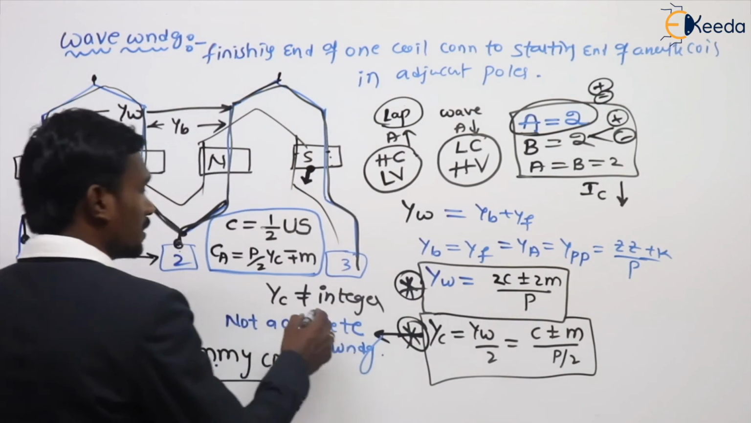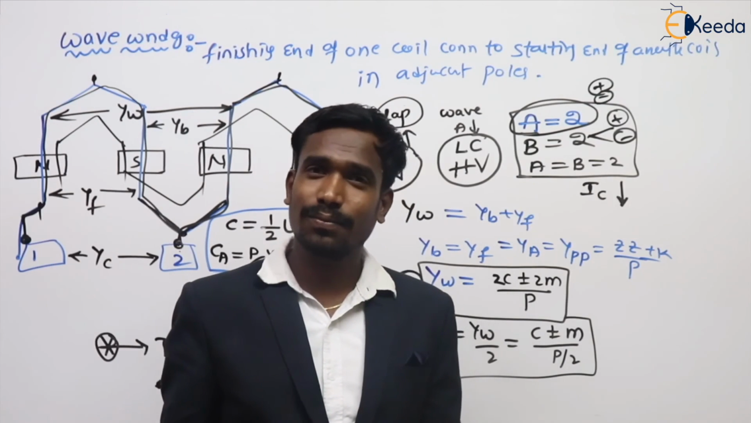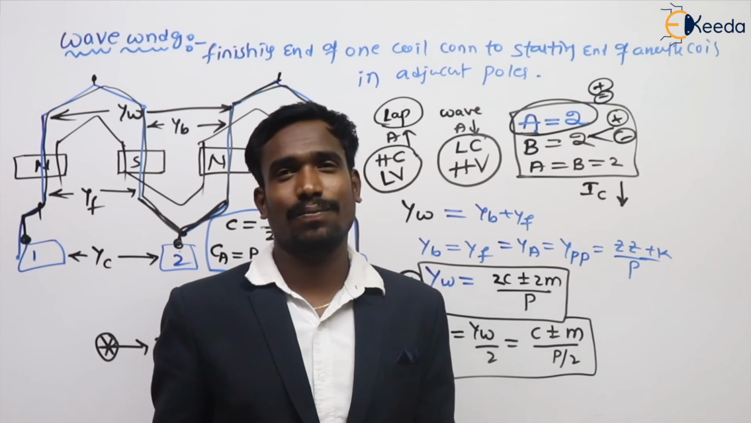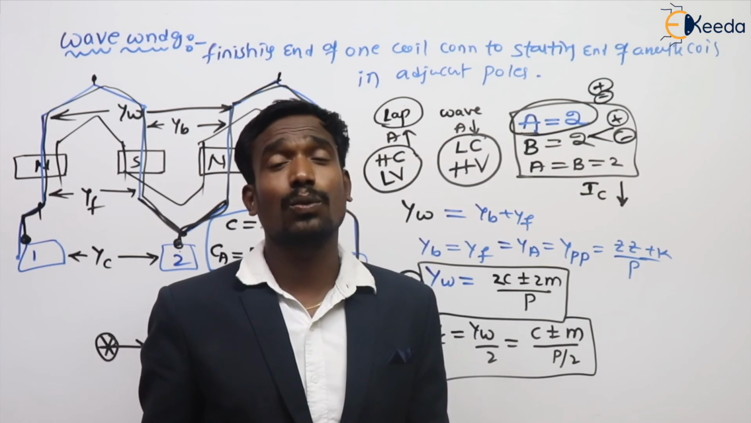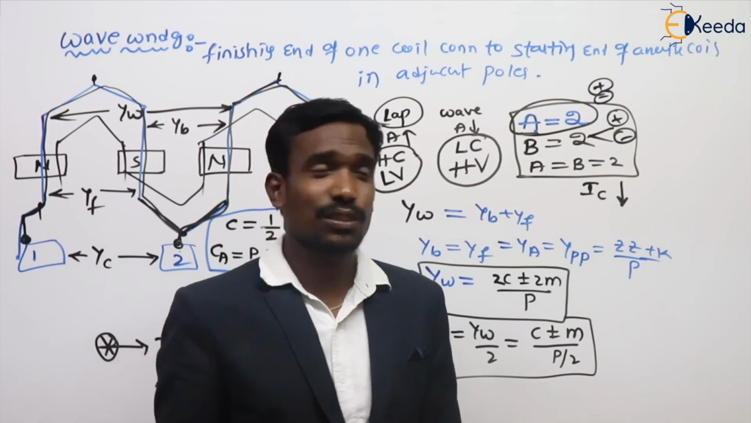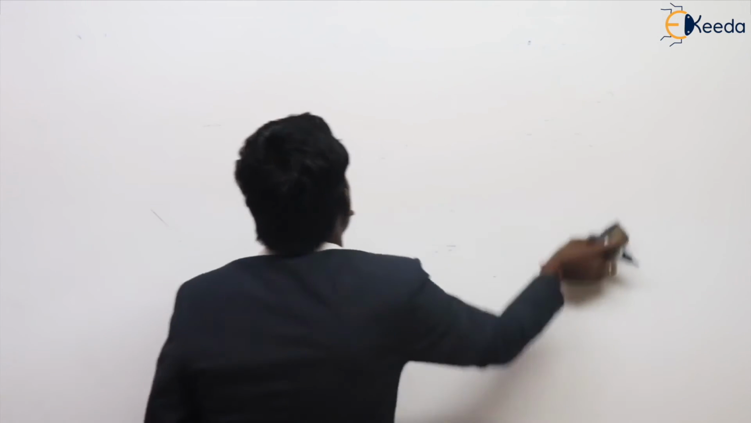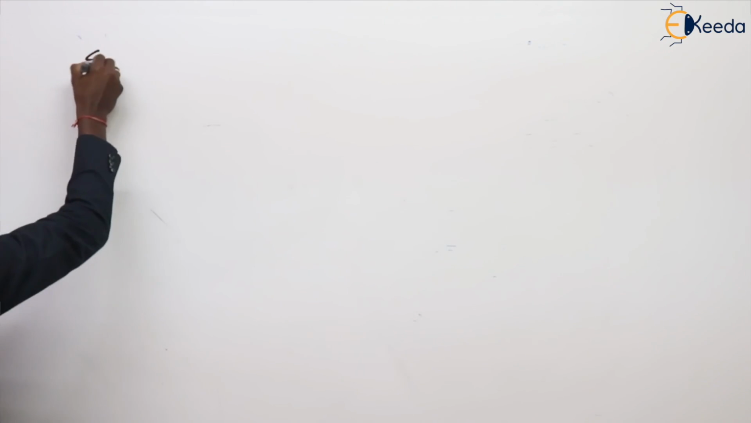The commutator pitch is not an integer. If it is an integer, then we can avoid dummy coils. Right? Next one thing is there, split coils. So let's see about the split coils. Right? What is a split coil?